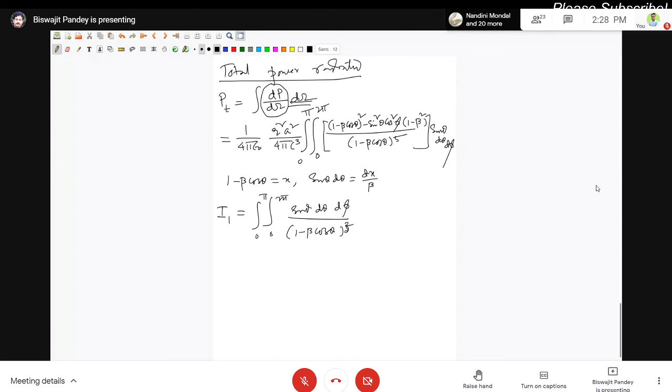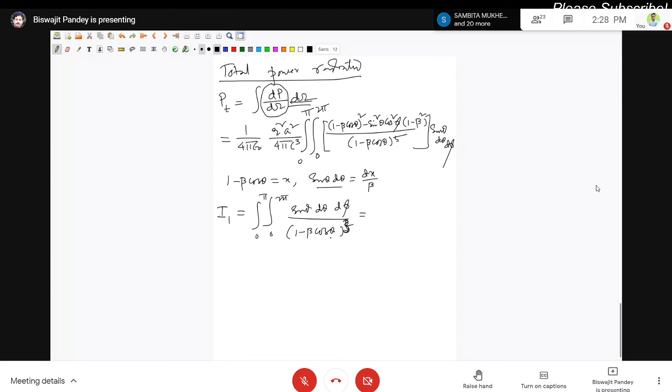So (1 minus beta cos theta) squared divided by (1 minus beta cos theta)^5, so this one will be 1 by (1 minus beta cos theta) whole to the power cube. And sine theta d phi is there, so I am taking that inside. If you do this integration, this is straightforward to do. This is sine theta d phi, because sine theta d theta is already there.